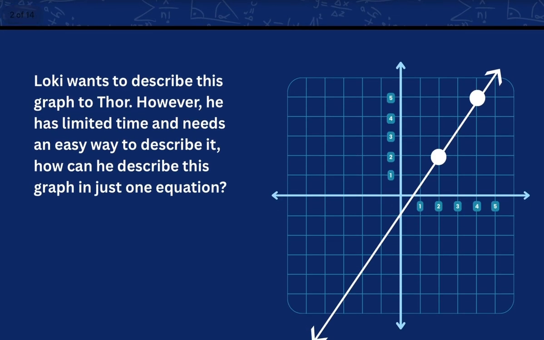So to start off, let's take a look at this problem. Loki wants to describe this graph to Thor. However, he has limited time and needs an easy way to describe it. How can he describe this graph in just one equation? Well, that's what we're going to be learning about today: how can we describe graphs using just one equation. And today's equation is going to be point slope form.